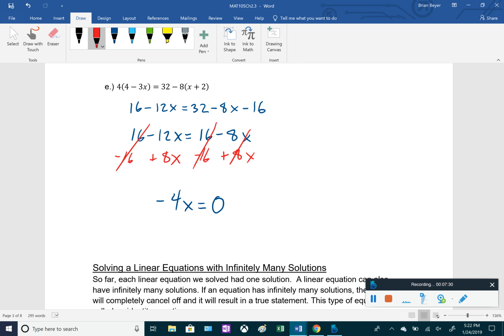So -4 times what equals 0? Clearly it's going to be 0, but divide both sides by 4. And we get x equals 0 over 4, which is just 0.